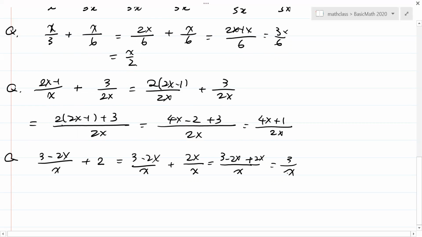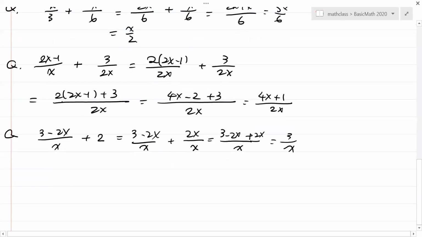Okay? So I'm going to ask you to do the following: add those two together into one fraction.